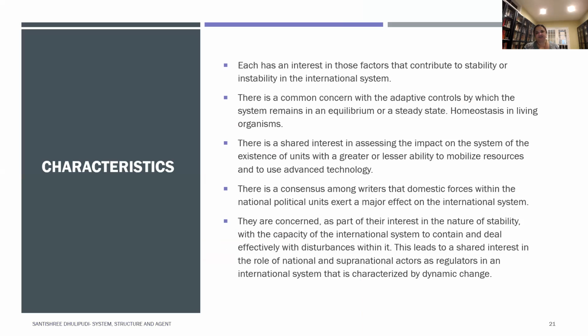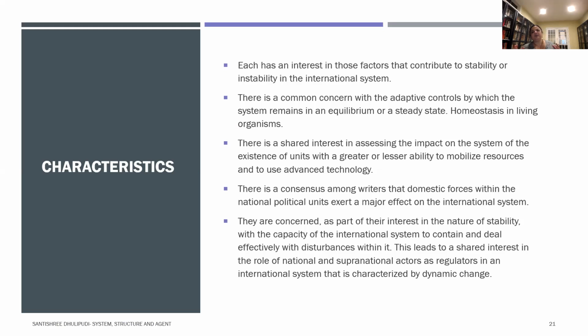What are the characteristics? Each has an interest in those factors that contribute to stability or instability in the international system. There is a common concern with the adaptive controls by which the system remains in equilibrium or a steady state. Homeostasis in living organisms.